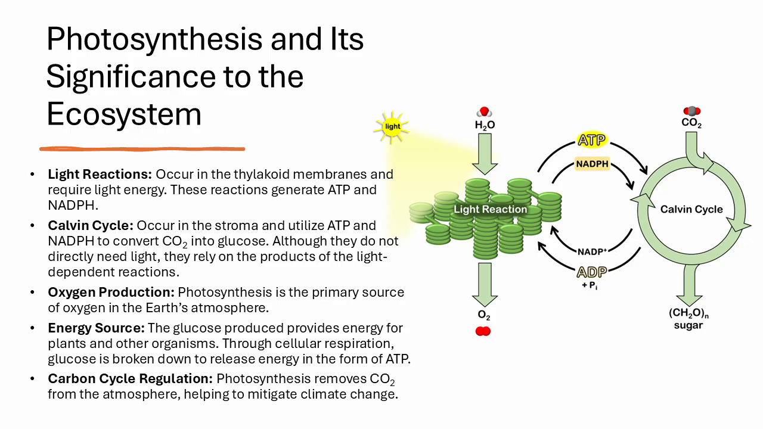Okay, so let's break down the Calvin cycle step by step. Where does it all begin? The starting point is a molecule called ribulose 1,5-bisphosphate, or RuBP.